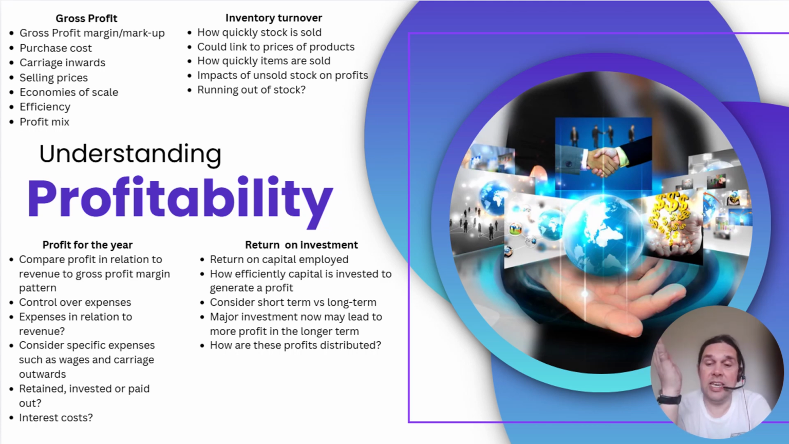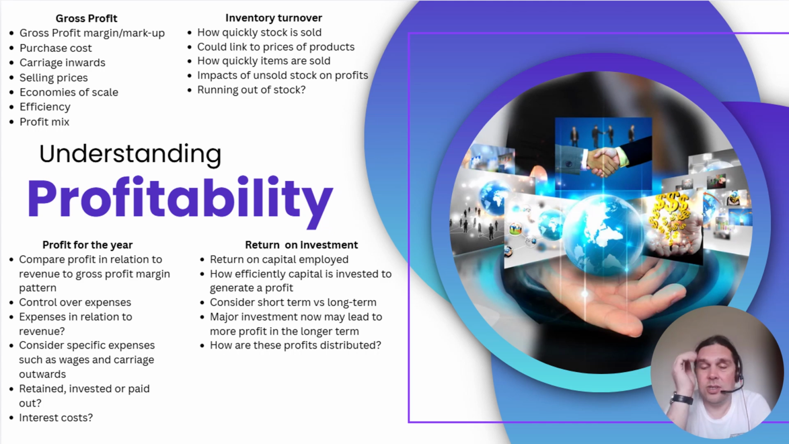We also look at carriage inwards. Carriage inwards often is forgotten when we're talking about gross profits. So carriage inwards is the cost of getting suppliers moved to us. So if there's something in the question about how close you are to suppliers or how you're moving further away, then clearly that can have an impact on carriage inwards and therefore an impact on gross profit margins.